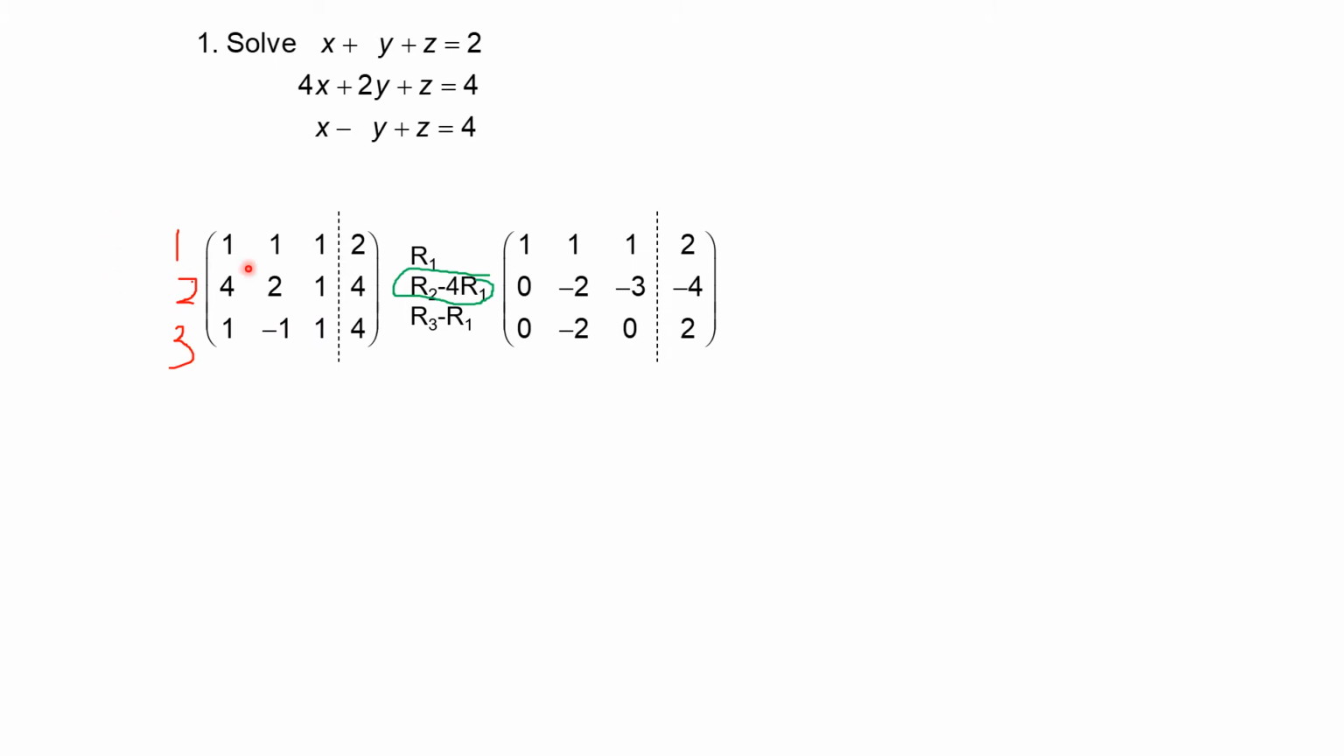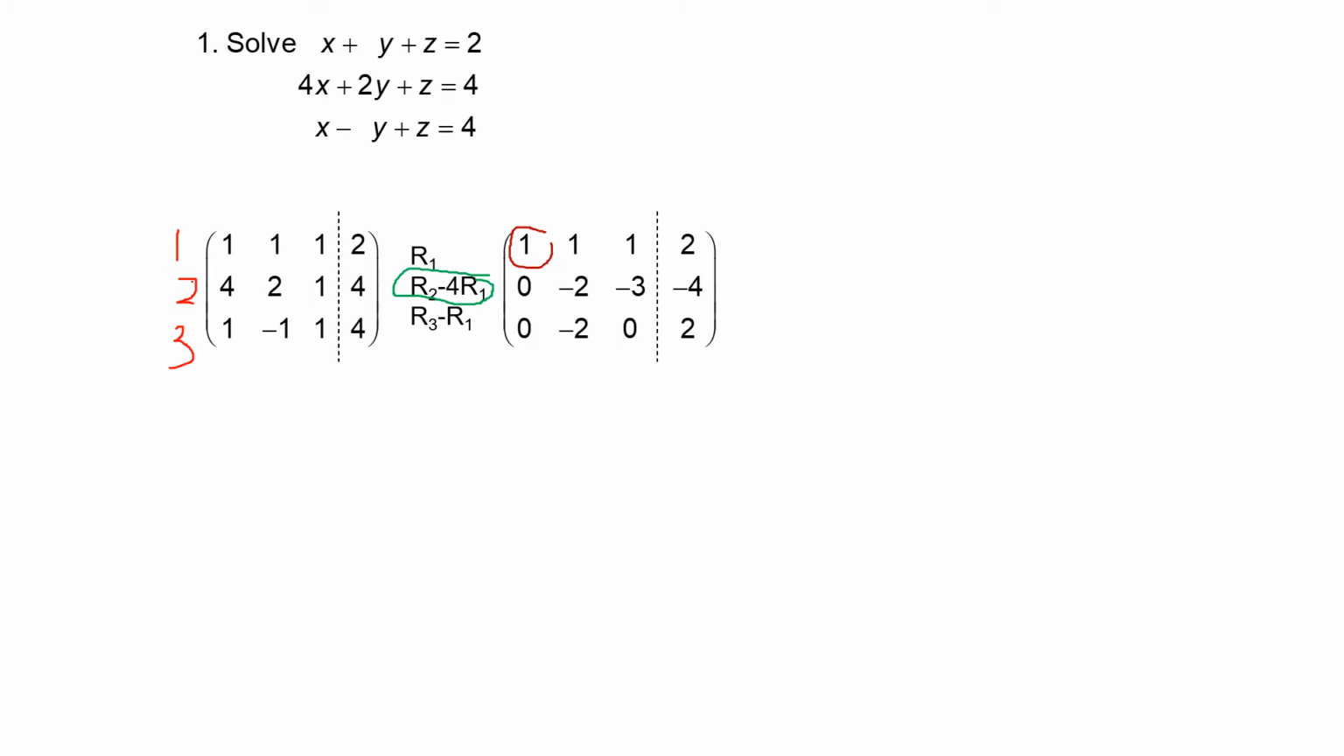So 2 minus 4 is negative 2. 1 minus 4 times 1. So 1 minus 4 is negative 3. 4 minus 4 times 2, 8. So 4 minus 8 would be negative 4. So this is how you get the second row. Okay. The top row, just make sure the left hand corner is always a 1.